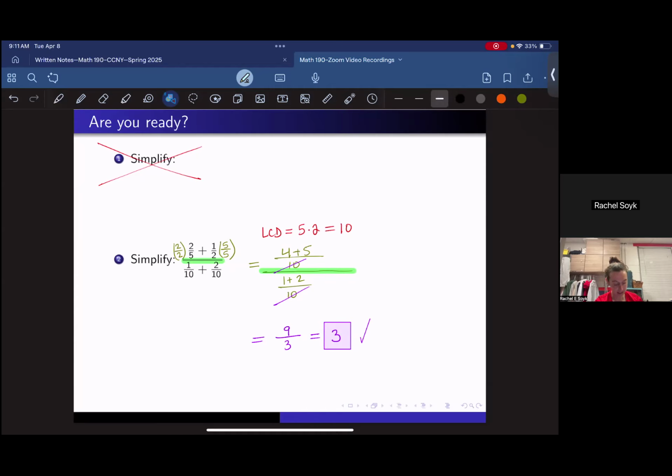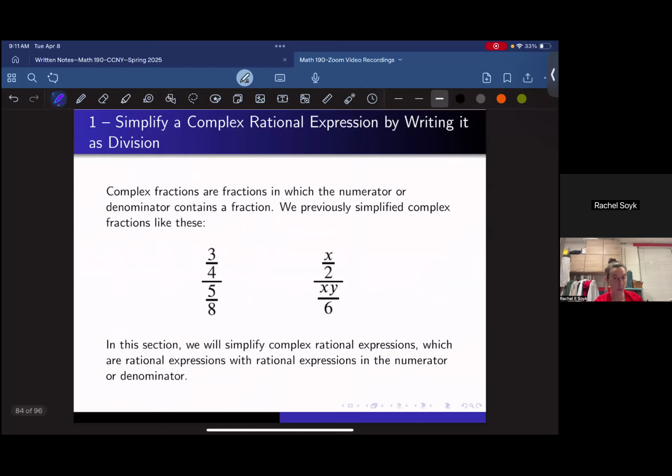All right, let's continue. So we have our first objective that we're going to cover today, which is being able to simplify a complex rational expression by writing it as division. And so let's get into some terminology and definitions. Complex fractions are just simply fractions divided by other fractions. And we have a numerical example of a complex fraction off to the left here, whereas we have an example that involves variables or involves expressions in both the numerator and the denominator.